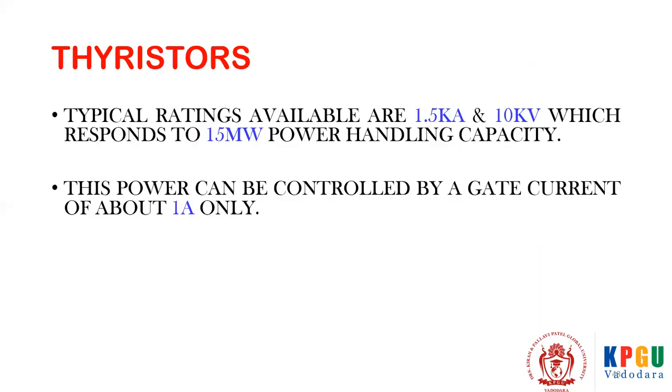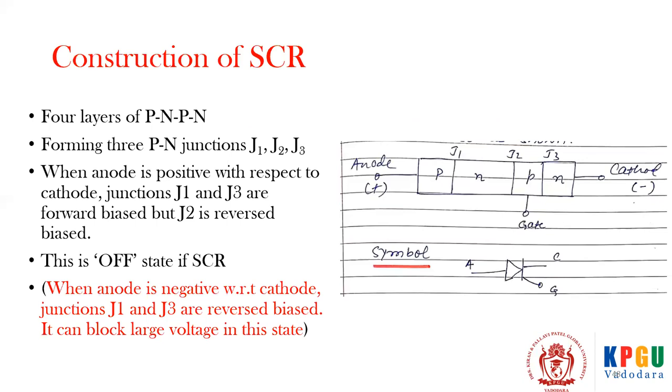Just look at the ratings. Typical ratings are available in kiloamperes and kilovolts, so power handling capacity is in the megawatt range. No other power electronic device has such a large power handling capacity, and it can be controlled with a very small gate current, as shown. These days, other devices like GTOs and IGBTs are taking over, which are better, and they are now replacing thyristors. But so far, the thyristor is the power switch for large power rating applications.